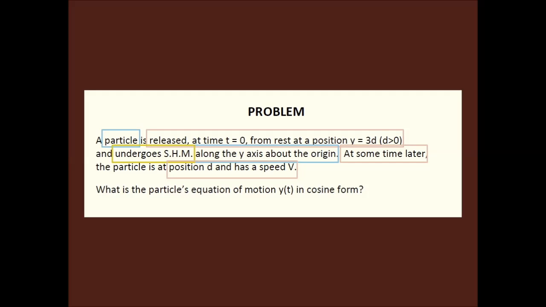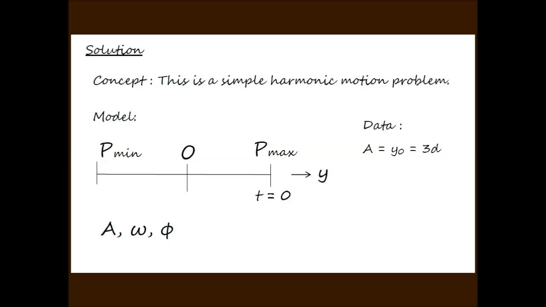Notice that our known parameters are expressed in algebraic form. So therefore, our final answer will be expressed in terms of these known parameters, namely d and v. Let us interpret this information as we write it down in the data.